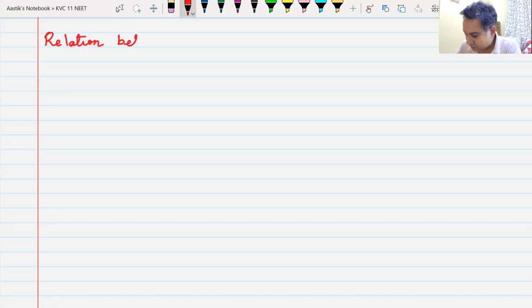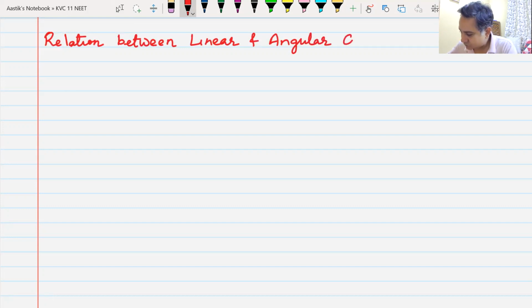Relation between linear and angular quantity. We have seen linear quantities, velocity, acceleration. We have seen angular quantities, angular velocity, angular acceleration. There has to be a relation between them. And now we are going to see what is the relation between them.